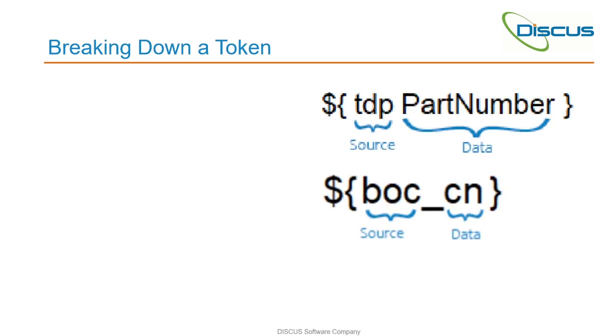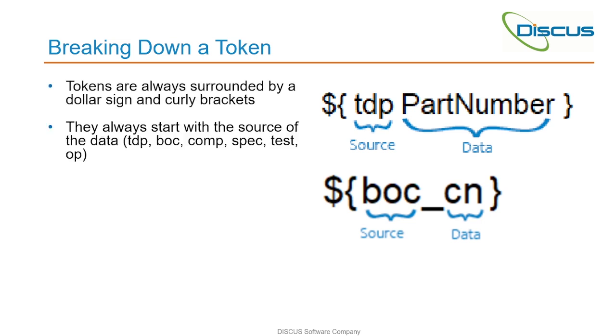Each token starts with a $, opening curly bracket, and ends with a closing curly bracket. They will always start with the source of the data. This could be TDP, BOC, which is for bill of characteristics, comp, which is your parts list or component list, spec, which is your specifications, materials, or processes, tests, which are your tests, and op, which are your operations if you're a planner user. The data is usually the same name as the field label, though that isn't always true, as you can see with the CN number on the right.